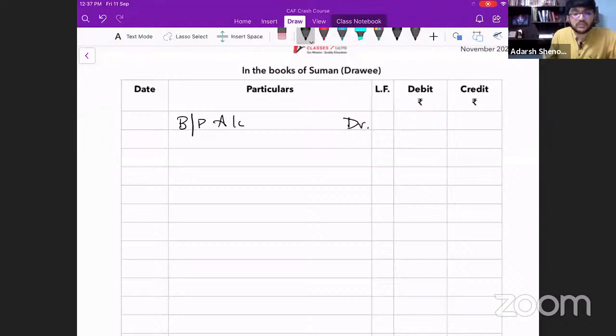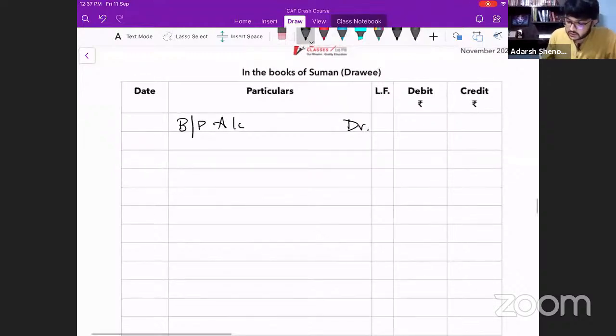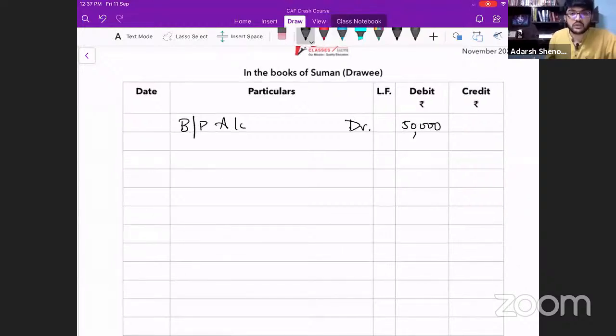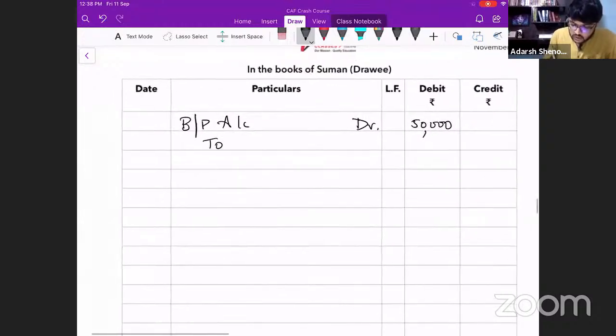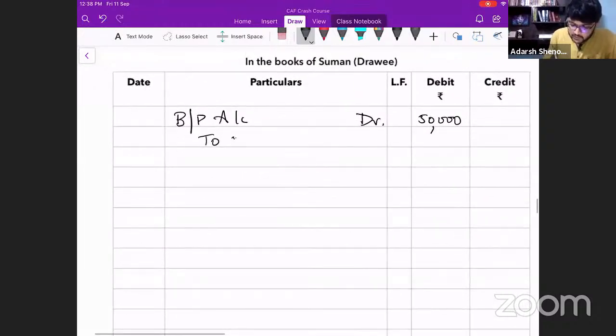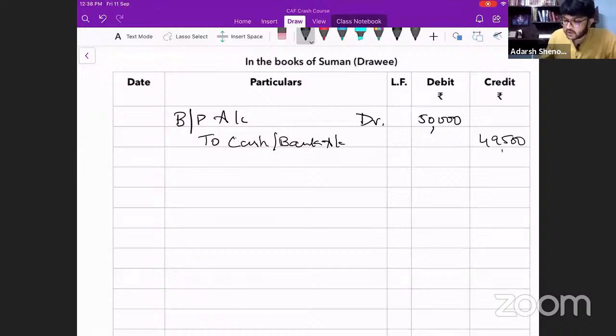So bills payable is to be, the written obligation is being honored early. So it is to be debited. How much is the amount? 50,000 is the amount. 50,000 is to be debited. 2, how much cash are we paying? Cash or bank? We're paying through cash or bank, right? How much is the cash we are paying? 49,500. Are we paying all of 50,000? No, we've got a discount.